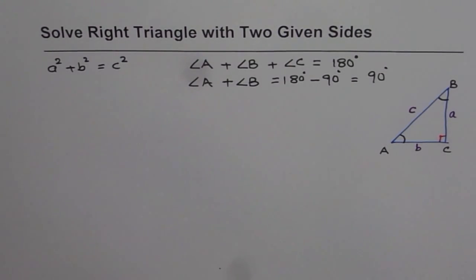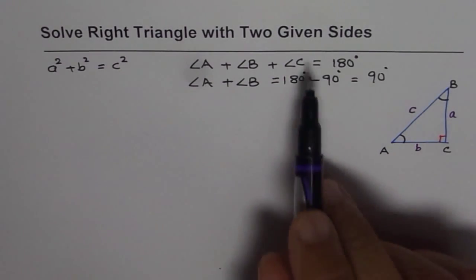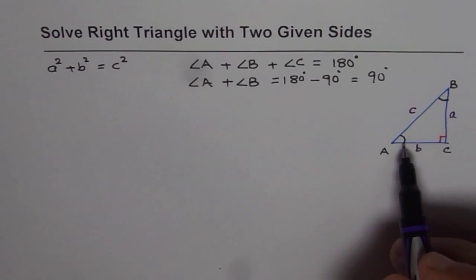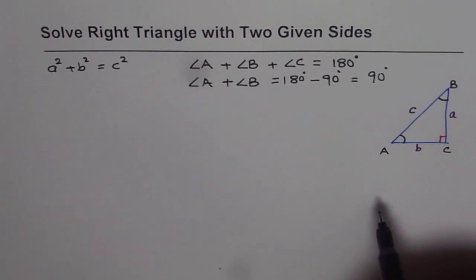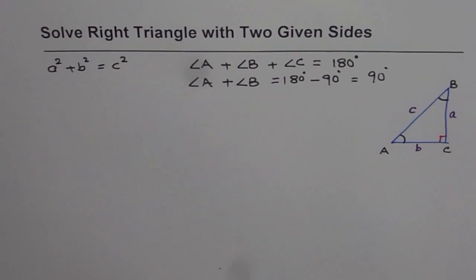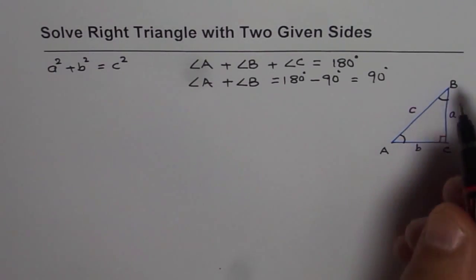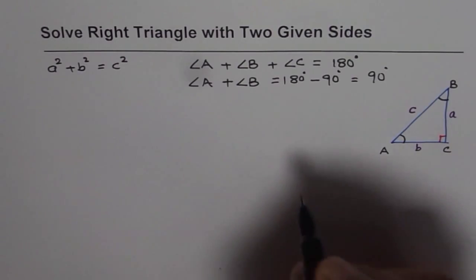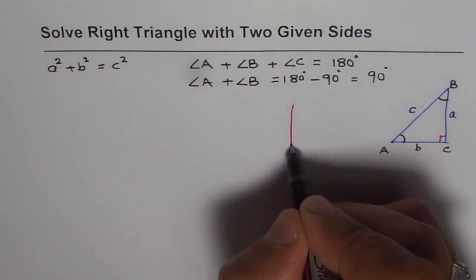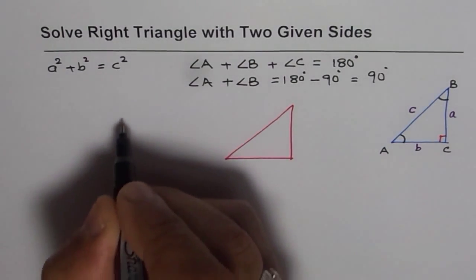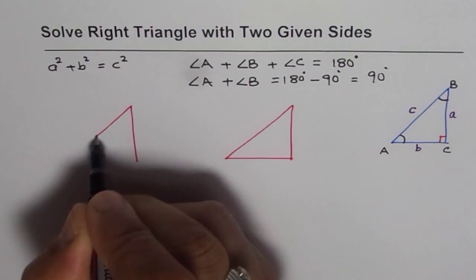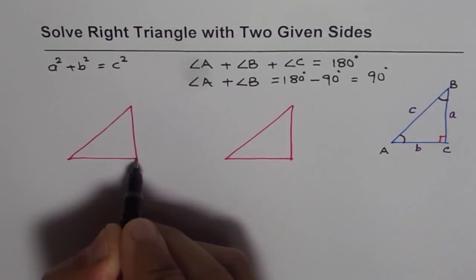Now, what we'll try to understand here is that if two sides are given to us, how to find all the other angles and the third side. So the two sides given to us could be any combination, right? So we'll have three different combinations. Let me make three different triangles. One to start with is already there, and then I'll make one here, and another one here. So these are three different triangles.